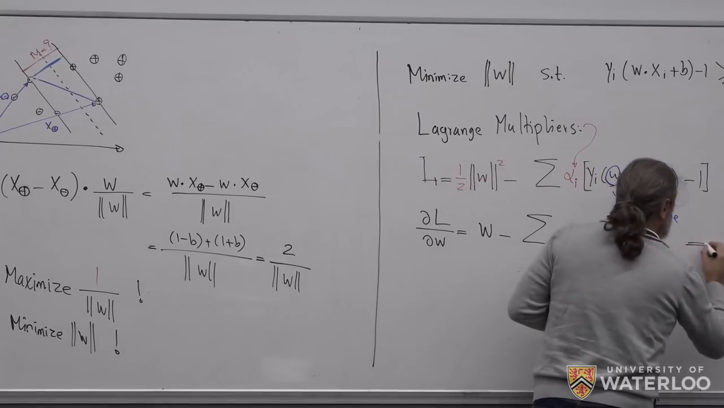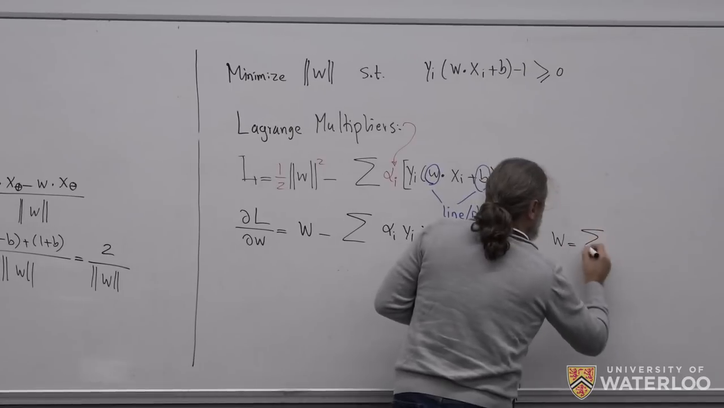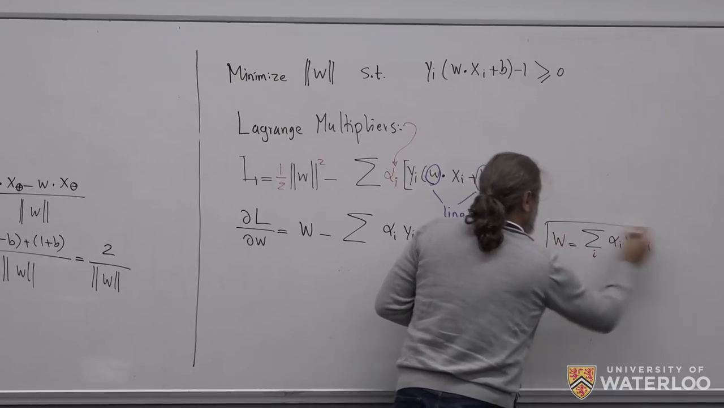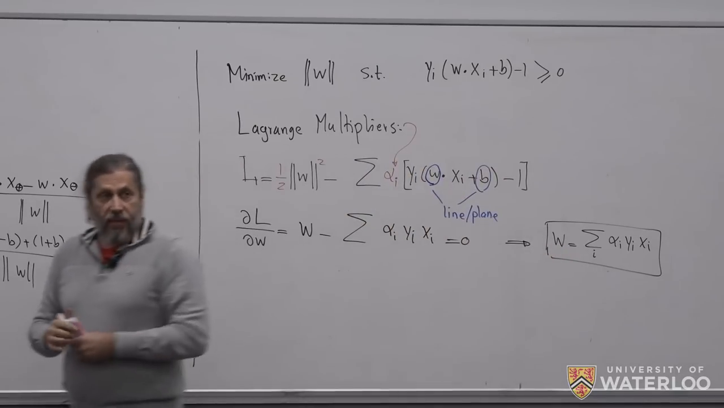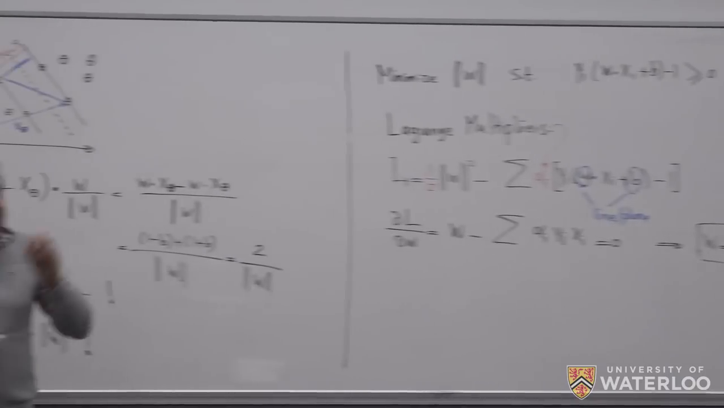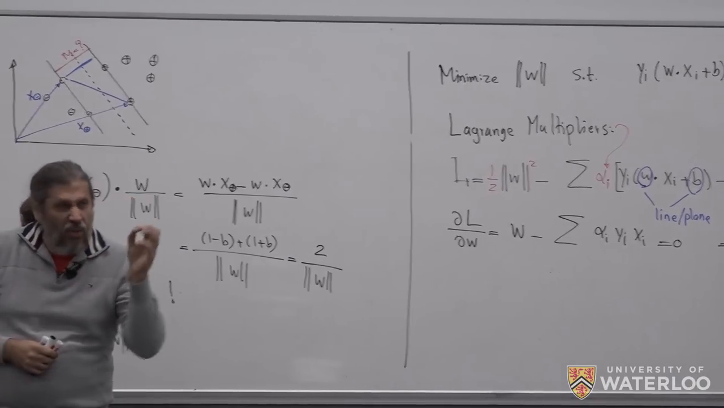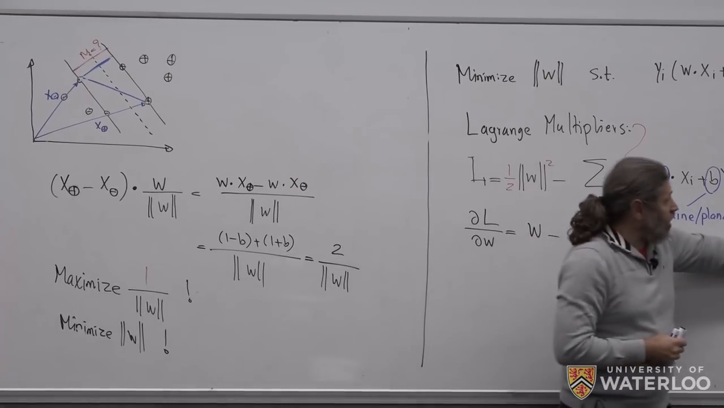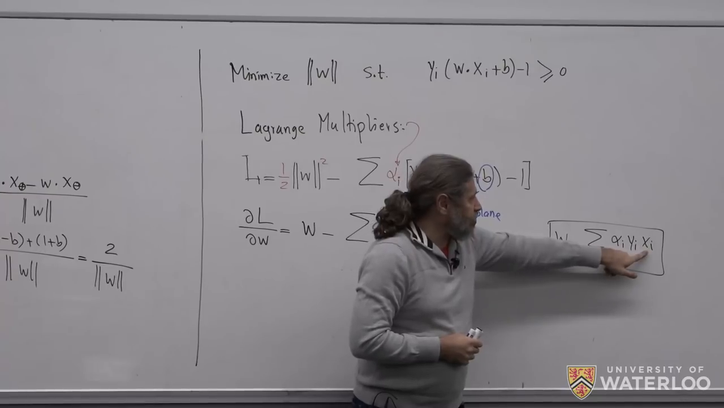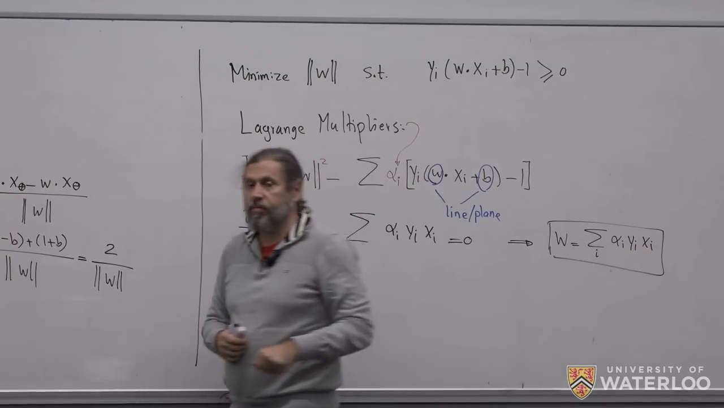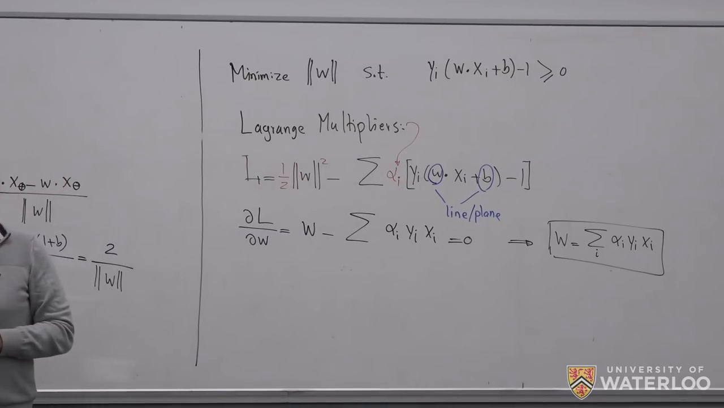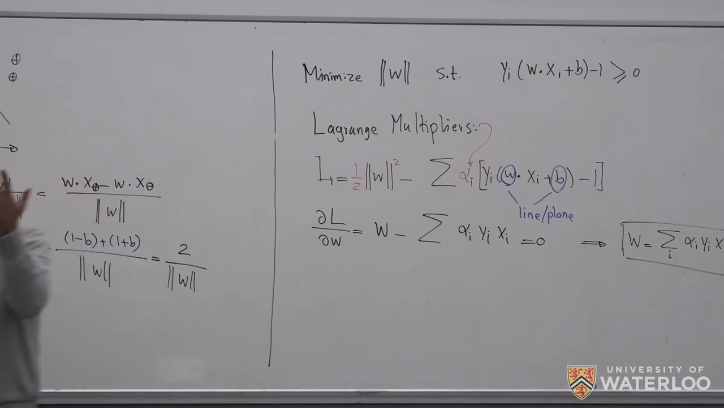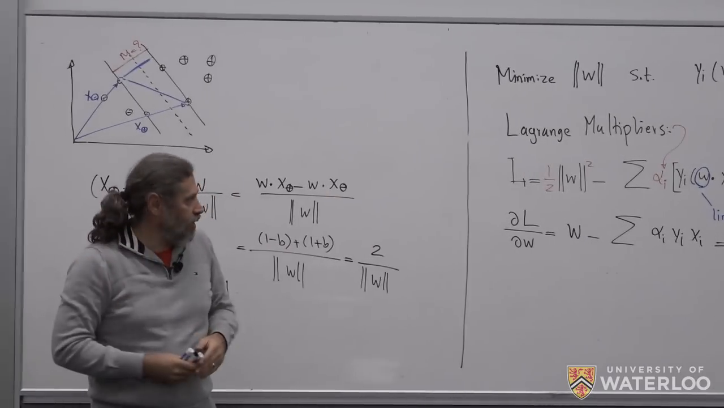So, W is the sum of alpha i, y i, x i over i. Whoa! That's a discovery. The perfect vector that I'm looking for, the orthogonal vector, is a linear combination of inputs. Some of the inputs. Why is it a linear combination? Because I have a binary case. Of course it will be linear. I'm looking for a line, of course.